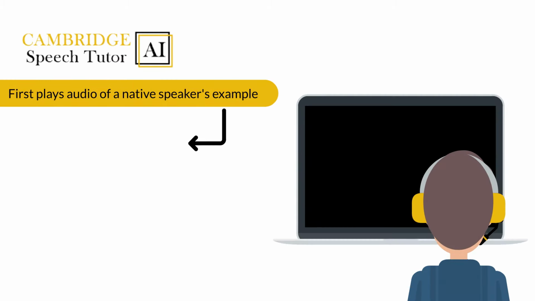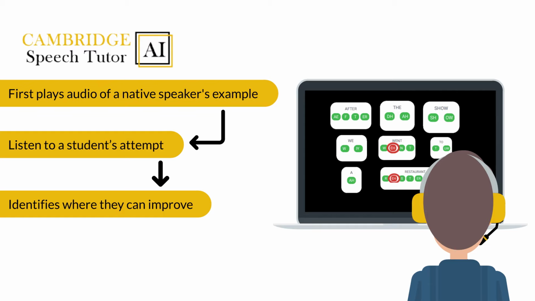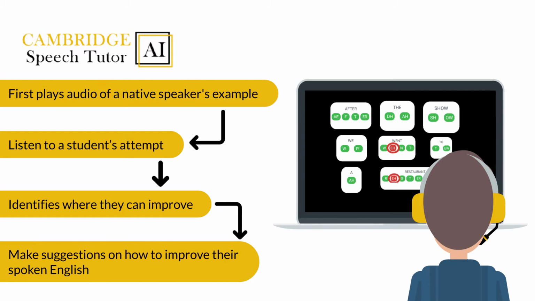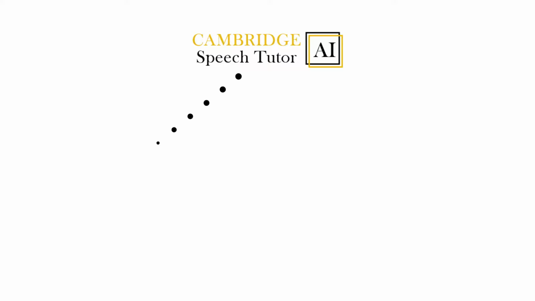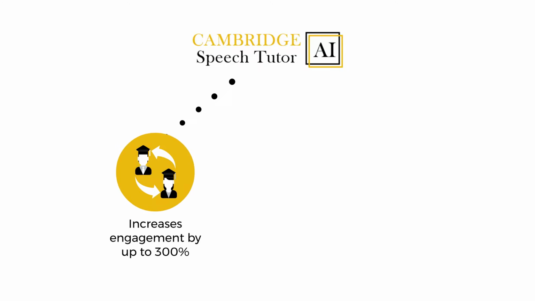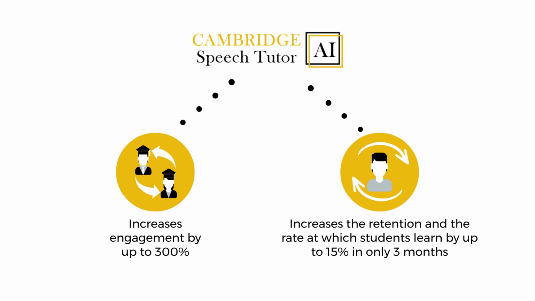Cambridge's AI Speech Tutor listens to a student's attempt, identifies where they can improve, and can make suggestions on how to improve their spoken English. This is exactly the same as a real-life English teacher. Cambridge's AI tutor increases engagement by up to 300%, retention and the rate at which students learn by up to 15% in only 3 months.